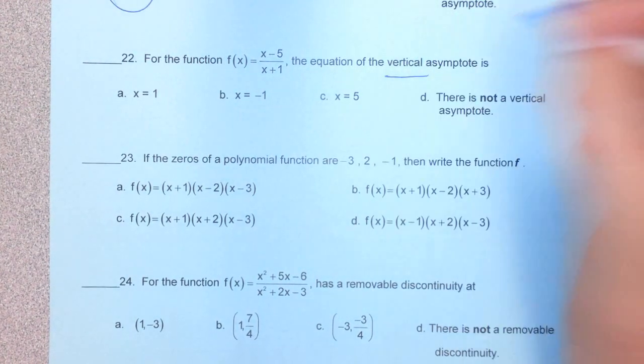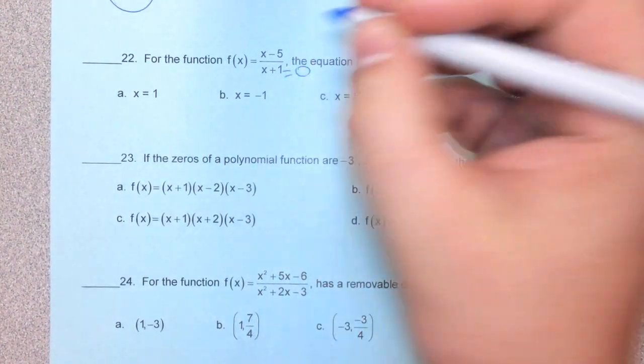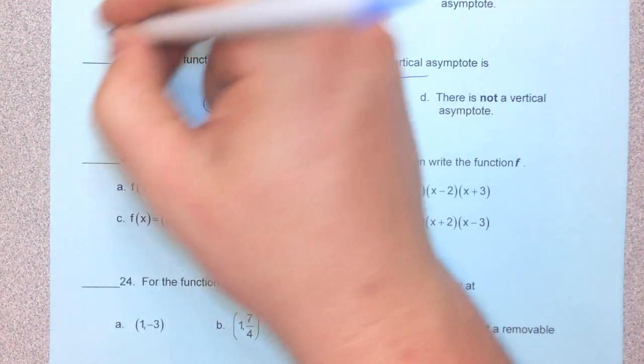This one, again, it says vertical asymptote, so we're setting the bottom equal to 0. So that's x equals -1. So that's going to be B on that one.